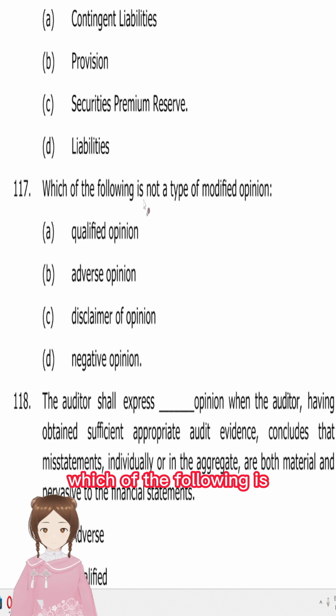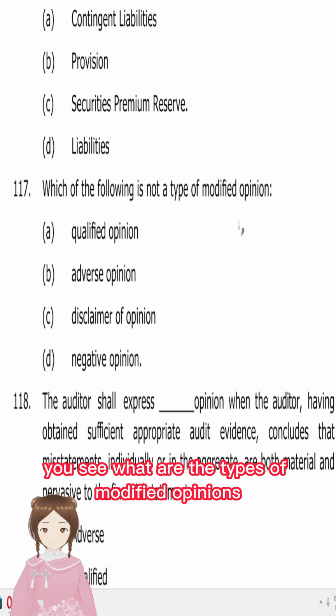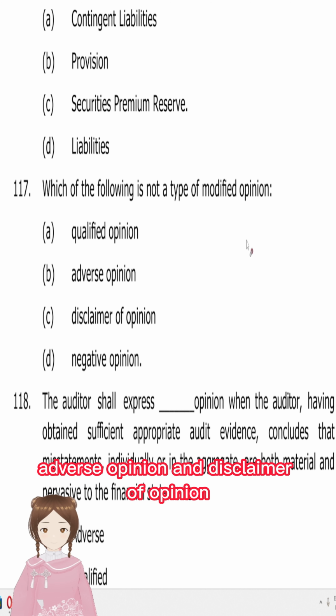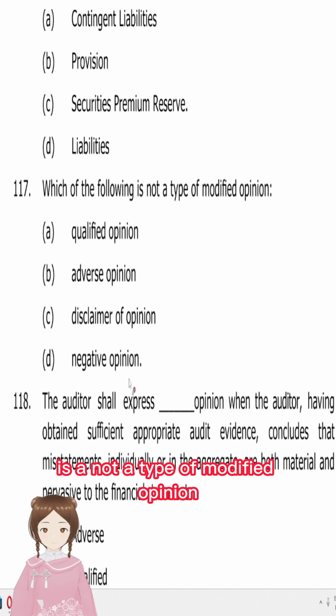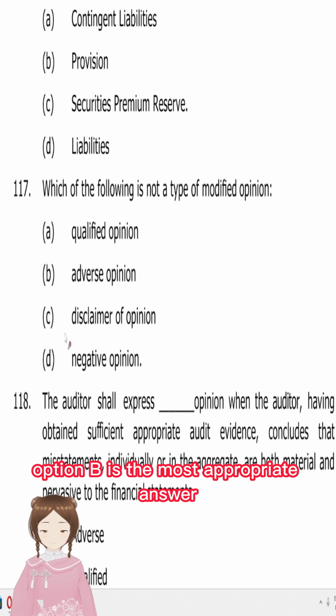Which of the following is not a type of modified opinion? You see, what are the types of modified opinions? Qualified opinion, adverse opinion, and disclaimer of opinion. But negative opinion is not a type of modified opinion. So option D is the most appropriate answer.